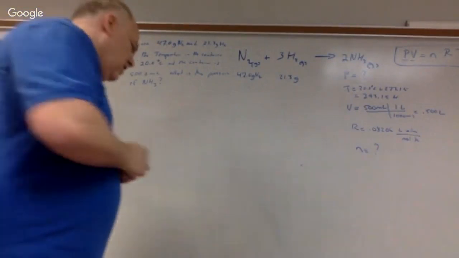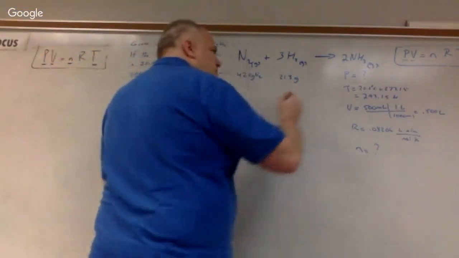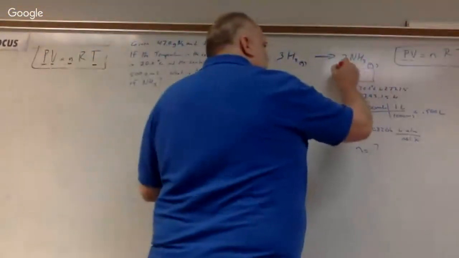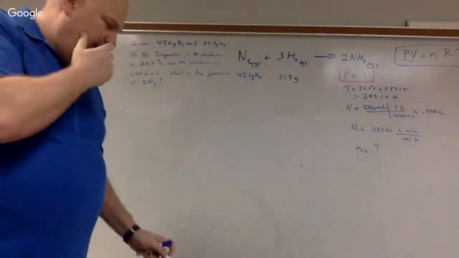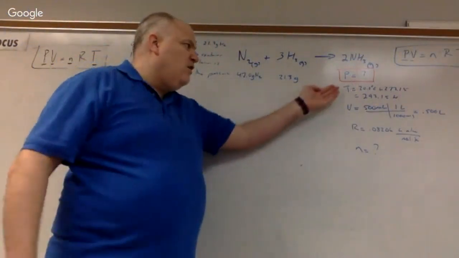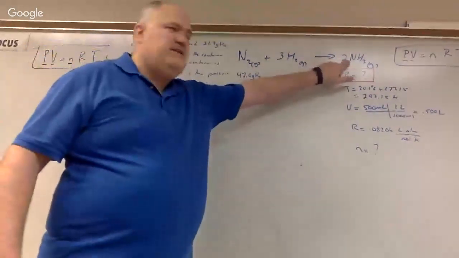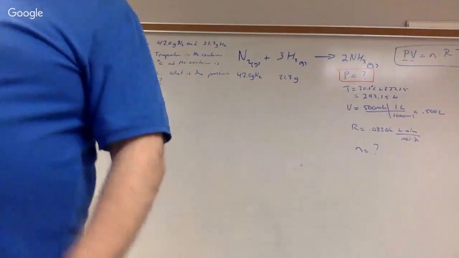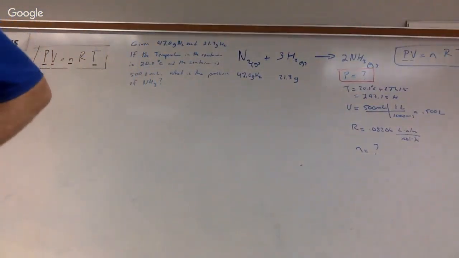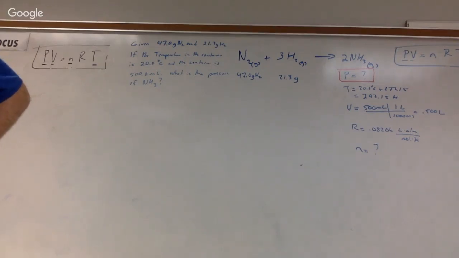We're trying to solve, I'm going to circle this. We're trying to solve for this, and we have all the variables we need except for moles of this. Are you with me? Now, I want you to note something here. Do you see how I only put the pressure, temperature, volume, R, and N underneath NH3? Why did I not do that under N2 or H2?